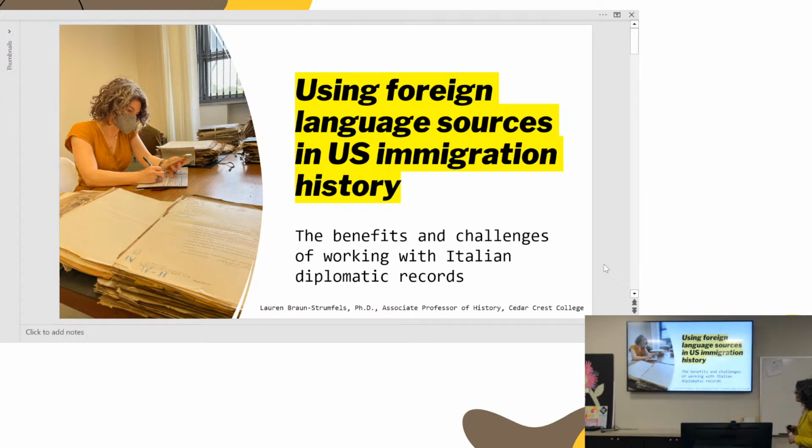So to start off, I'm going to be talking specifically about my research experience, which is working with Italian diplomatic records. But I'll try to make some connections or ask you to invoke how some of this work might apply in your own areas of interest and connection. So this picture, I actually normally work in the archive alone. It's pretty lonely in there.